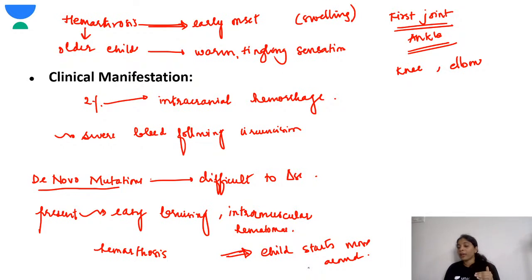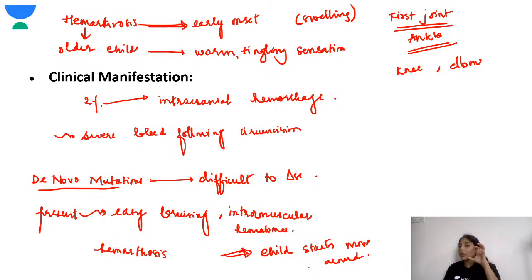But older children are able to tell what they feel. They have a warm, tingling sensation. So older children are able to express it, and the diagnosis is made much sooner. When they come with hemarthrosis in a younger child with swelling, the diagnosis happens. The first joint to be involved in hemarthrosis is the ankle joint.